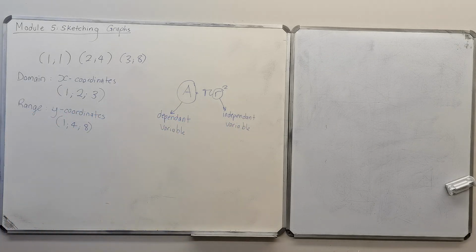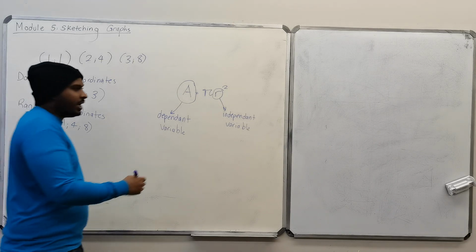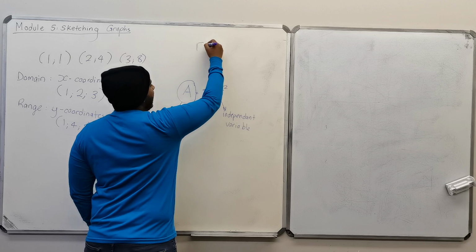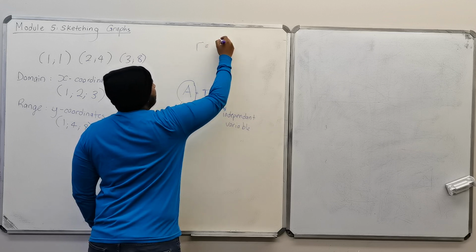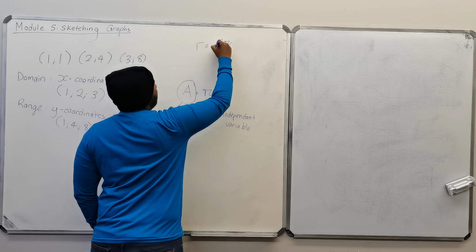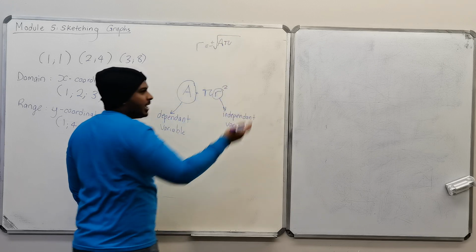Okay. So what do they tell you there? A is dependent if you choose a value of R. Okay, so if we manipulate the same formula here and make R the subject, R would be equal to the square root of A over pi, right?